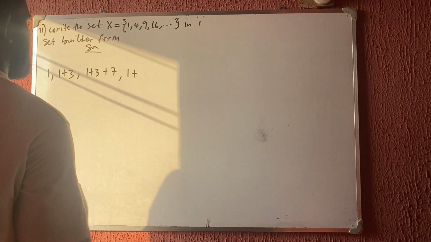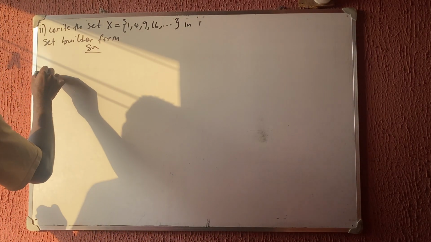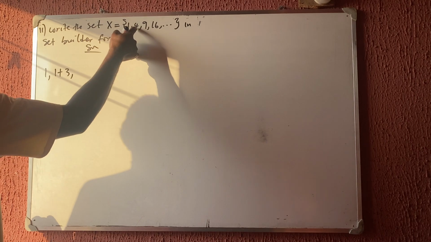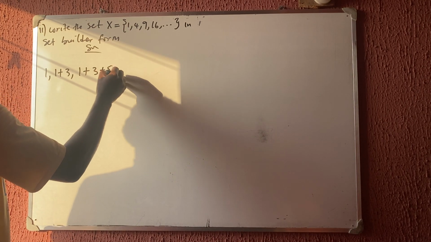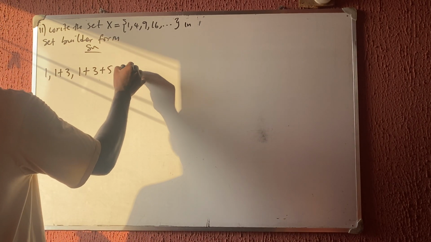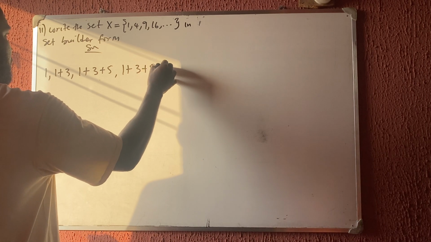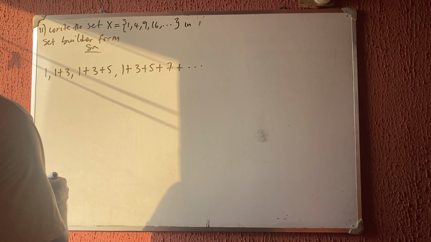Let's go again. 1, then 1 plus 3 to get 4. Now 4 plus 5 you get 9. Then 9 plus 7 to get 16, then dot dot dot.